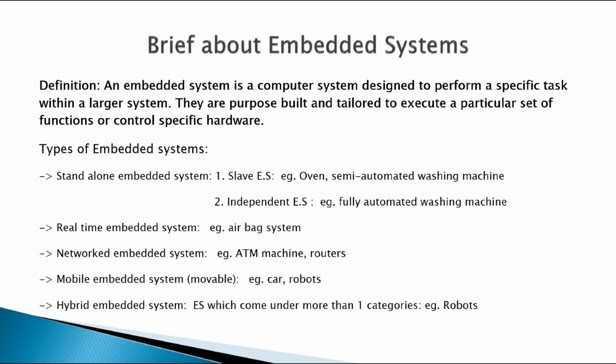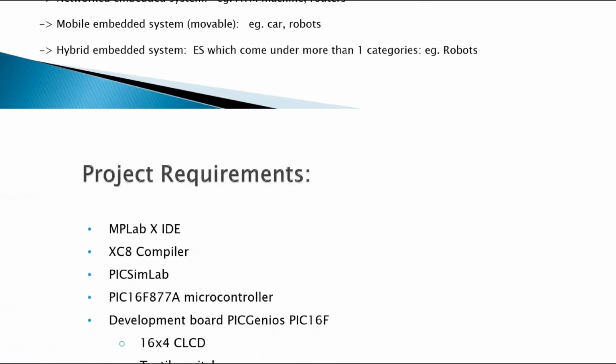Next, hybrid embedded system. These systems are designed to address specific application requirements that demand a combination of real-time control, signal processing, and general-purpose computing capabilities. For example, robots.